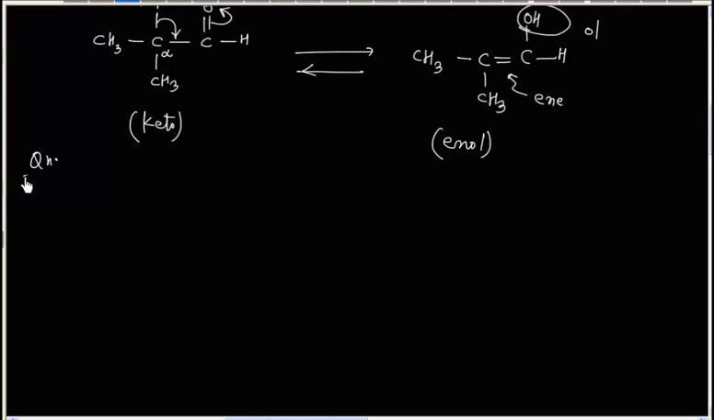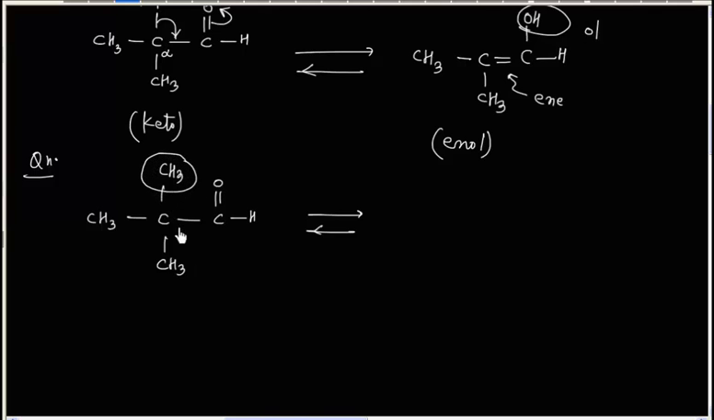Now let us try this problem. So we have to write another tautomer of this compound. Now in this case we do not have any alpha hydrogen, so this carbon is alpha carbon. We have 3 methyl groups attached to this carbon, so in this case no alpha hydrogen. So tautomerization is not possible in this case.